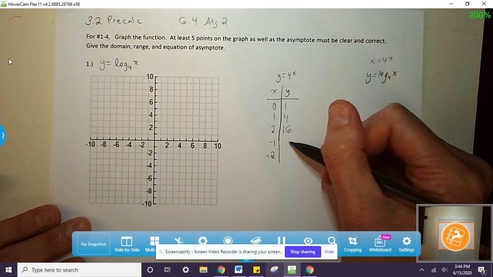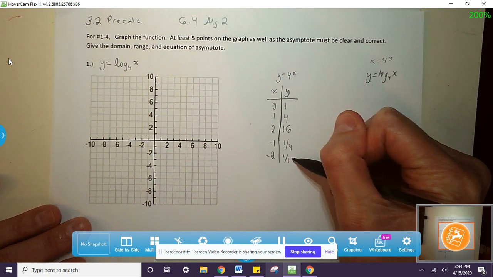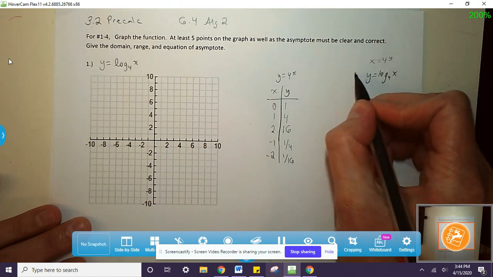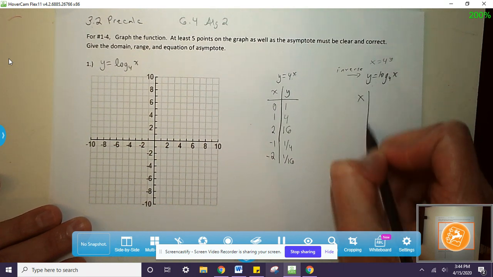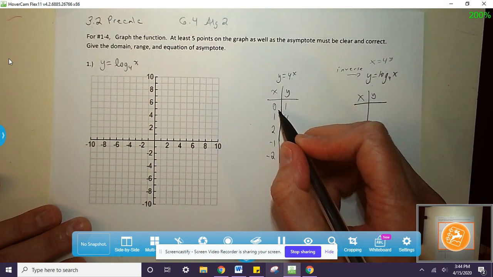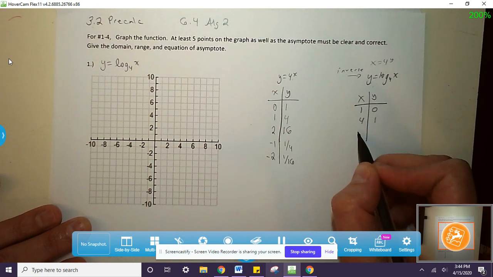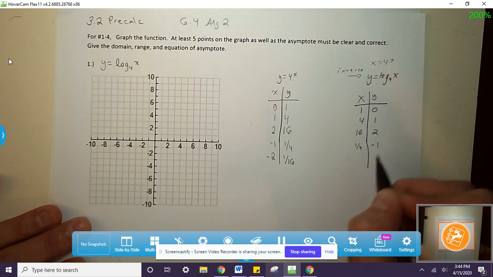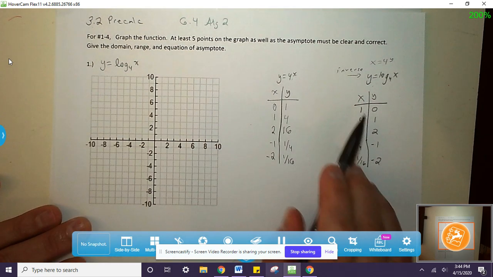And 4 to the negative 1 is 1/4. And 4 to the negative 2 is 1 over 16. And since this is the inverse of that exponential function, we can create a chart pretty quickly by just reversing the x's and y's. So we're going to have (1, 0), (4, 1), (16, 2), (1/4, -1), and (1/16, -2). So to graph log base 4 of x, we're just going to plot these points.